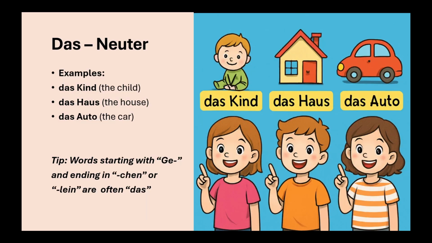Das, neuter. Examples: das Kind, the child; das Haus, the house; das Auto, the car. Tip: words starting with Ge- and ending in -chen or -lein are often das.